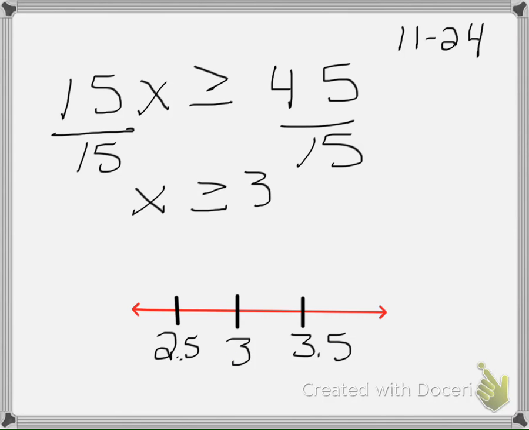Okay. When the open part is facing the variable, it reads greater than, and it's greater than or equal to. So the numbers greater than or equal to 3 are to the right.